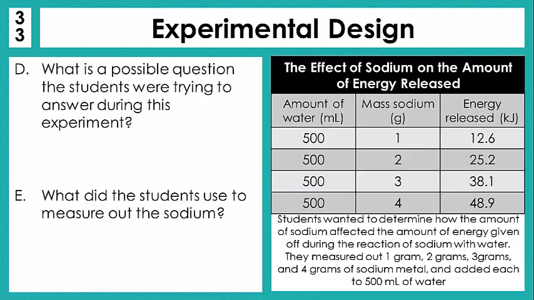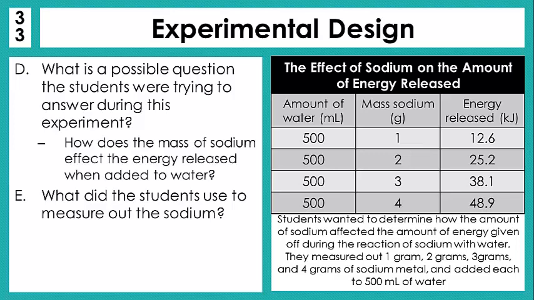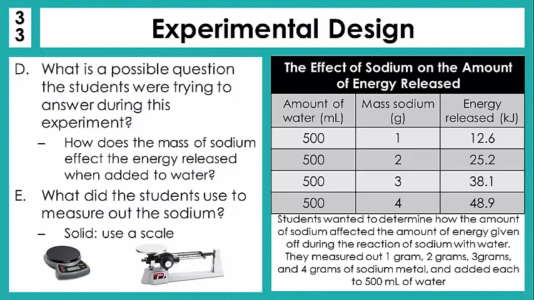What is a possible question? A scientific question is something that will include the independent and dependent variables. So something like, how does the mass of sodium affect the energy released when added to water? To measure out sodium, so sodium is a solid, we measure it in grams. So we're going to use a scale, like an electronic scale or a triple beam balance.